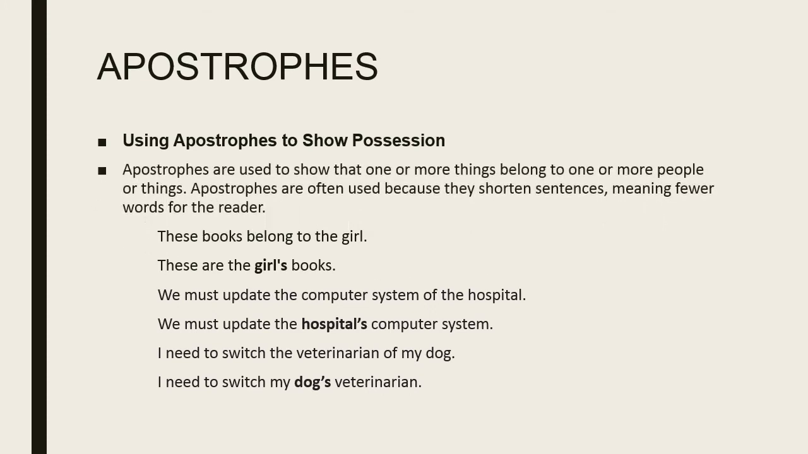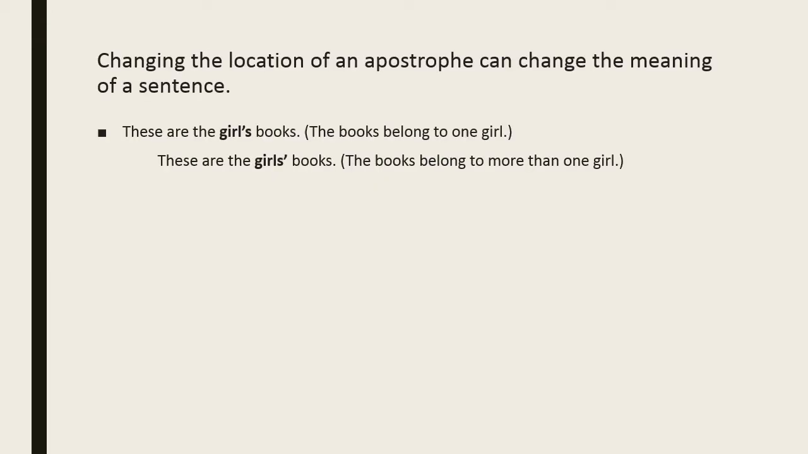So apostrophes are used to show that one or more things belong to one or more people or things. Apostrophes are often used because they shorten the sentences. That means we require fewer words to write it, and it means fewer words for the reader to understand. Changing the location of an apostrophe in a sentence can change the meaning of a sentence.